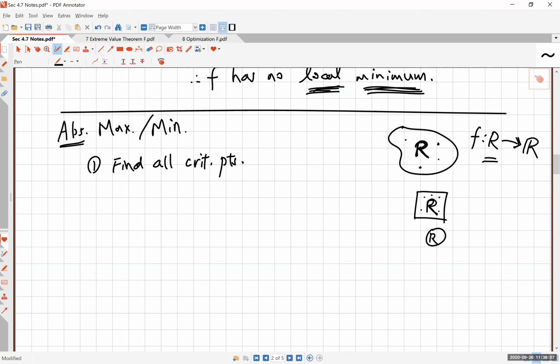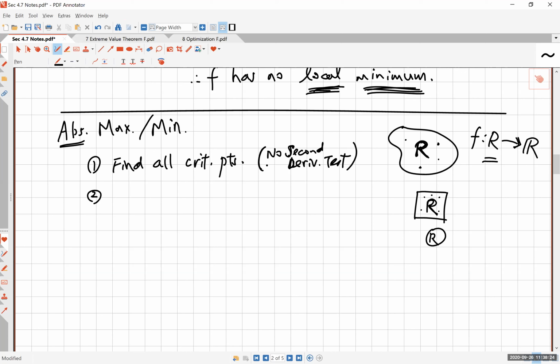but that's not always the case, right? Remember in calculus 1, we have to check the boundary points. So that's what you have to do. By the way, do not apply the second derivative test. The second derivative test only tells you what's happening locally. All right. So no second derivative test is necessary.